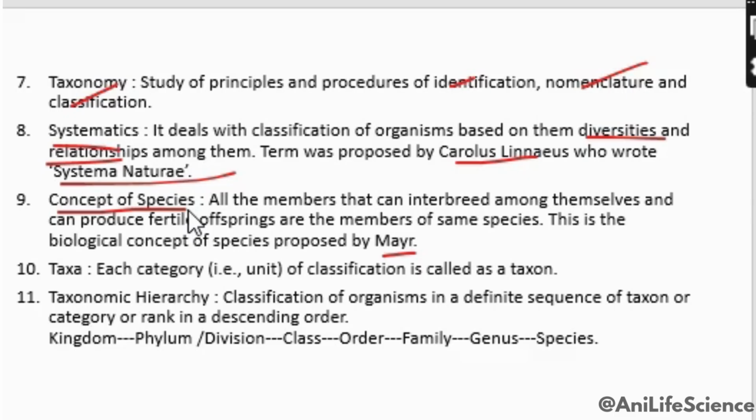Each group or level in the classification system is called a taxon. The system follows a specific order: kingdom, phylum or division, then followed by class, order, family, genus, and species.